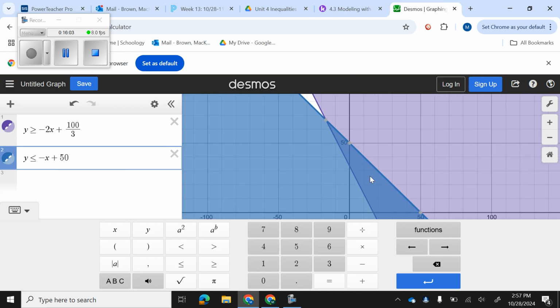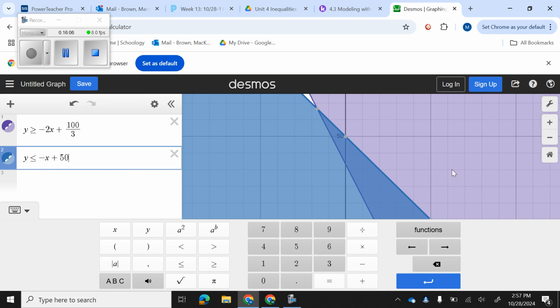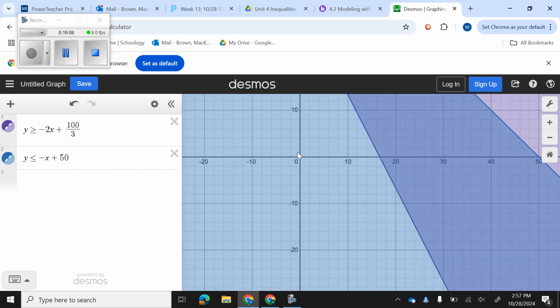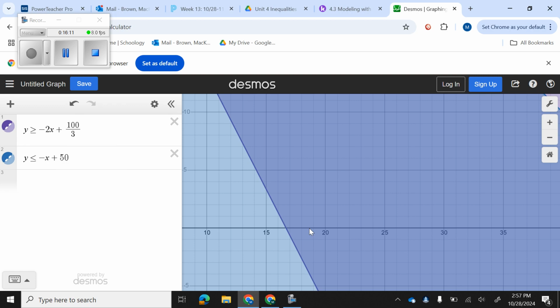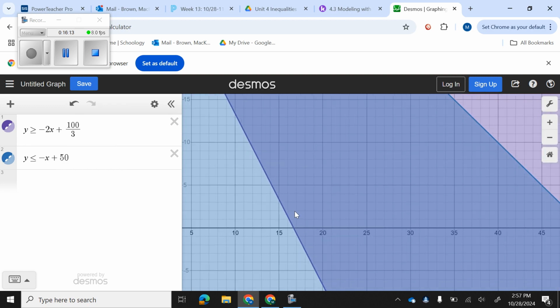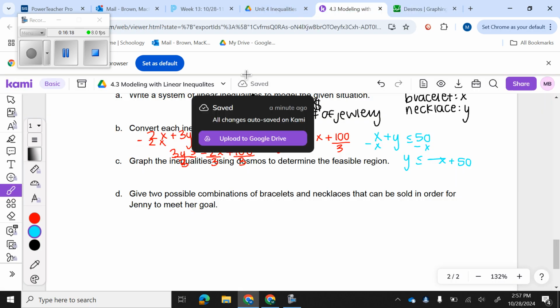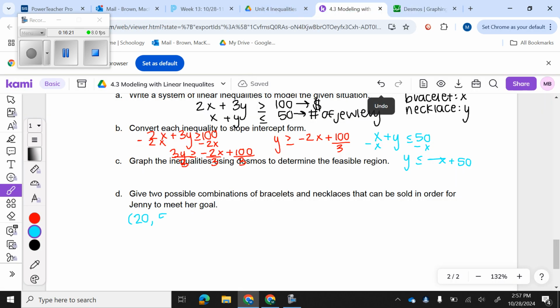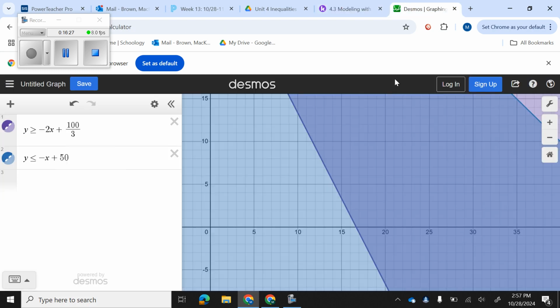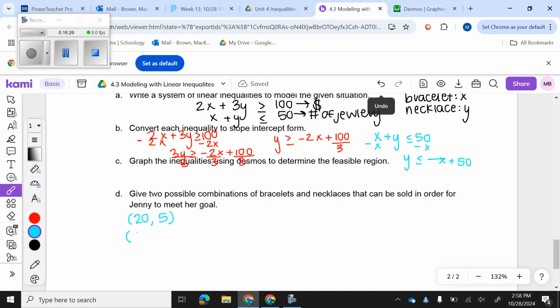So I'm going to zoom in so I can actually see what's going on here. And I'm going to go find points in this region. Well, right here, y'all, 20, what is this guy right here? 25, that would work because that's my feasible region. So 20 comma 5. And then down here, pick something else. I can pick 30, 10. And then I'm just going to go double check that this works, okay? Remember we said X is bracelets, so this would be 20 bracelets and 5 necklaces.